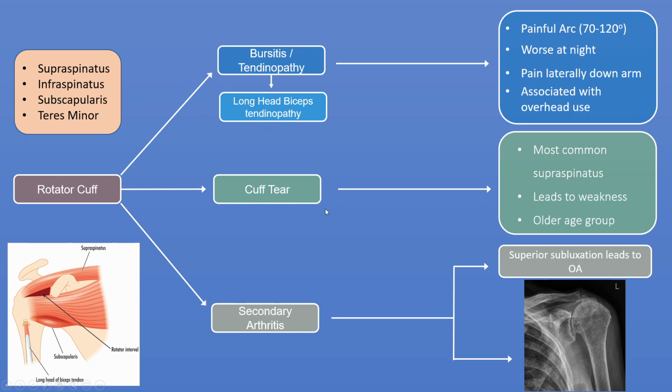As the patient ages, they can go on to develop tears. This is hastened by smoking, which can also cause people to age quicker. It more commonly occurs in supraspinatus, can lead to weakness in that direction of motion, and occurs in an older age group. And if the tear is significant, the humeral head starts subluxing out of the joint, and it can lead to secondary arthritis, which is stage 4 of rotator cuff disease.